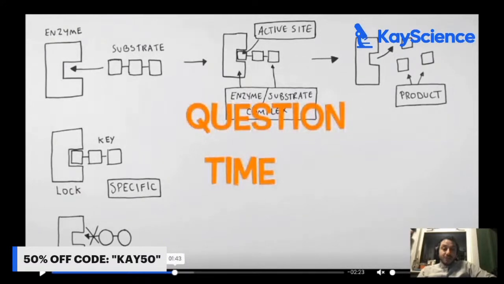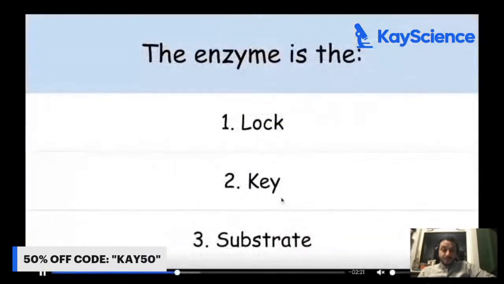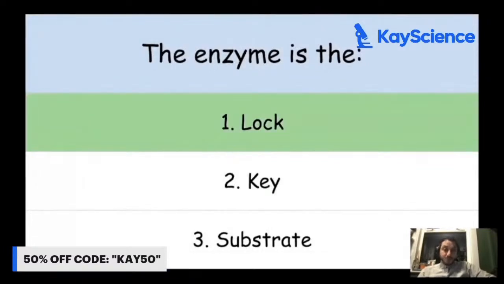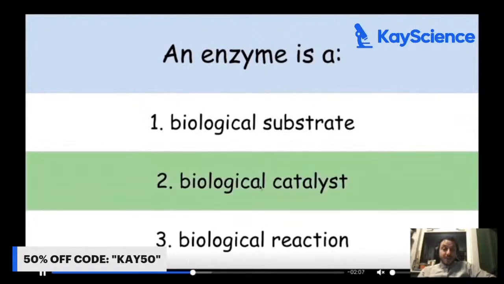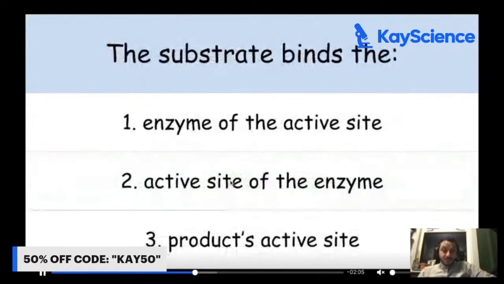So let's now do question time. The enzyme is the, press the answer in the chat, is the lock. An enzyme, is it a biological substrate? I forgot to say this, is it a biological catalyst, or is it a biological reaction? So I left this out, it's a catalyst. It speeds up the rate of reaction without being used up itself. And it's biological because it happens in biological organisms. So an enzyme is a biological catalyst.